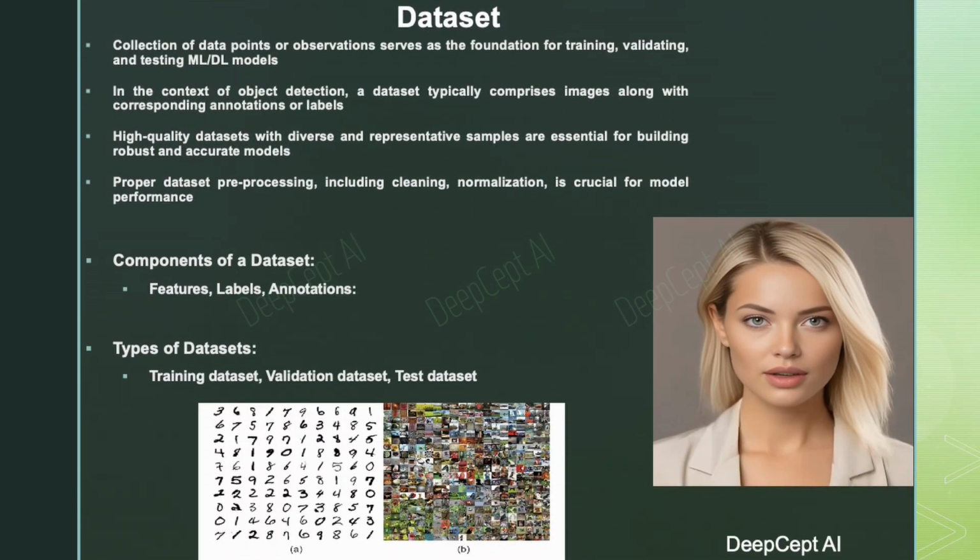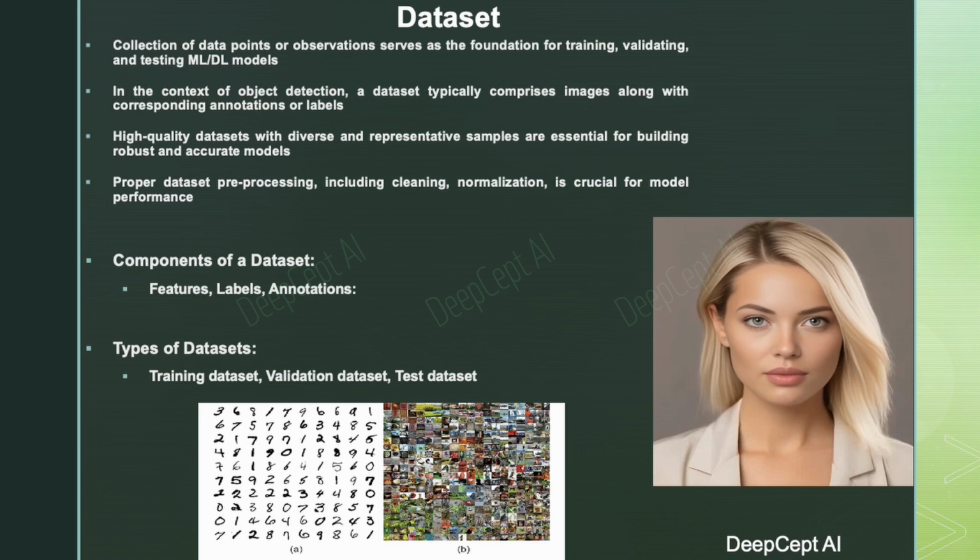In the realms of both machine learning, ML, and deep learning, DL, a dataset serves as the foundational building block for model training, validation, and testing. A dataset typically consists of a collection of structured or unstructured data points, each comprising input features and corresponding labels or targets. These features represent the attributes or characteristics of the data, while labels denote the desired outputs or predictions.